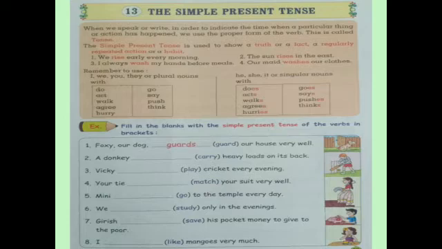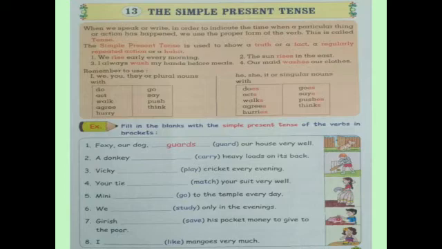Sixth sentence, we study only in the evening. Now what will be the simple present tense of the given verb? The verb is study, and we are talking about many people. It means a plural noun, we. So what will be the answer? We study only in the evening. The answer will be study only, as it is a plural noun.